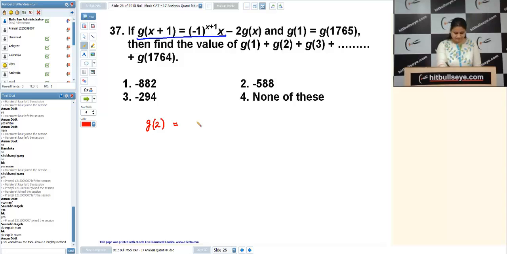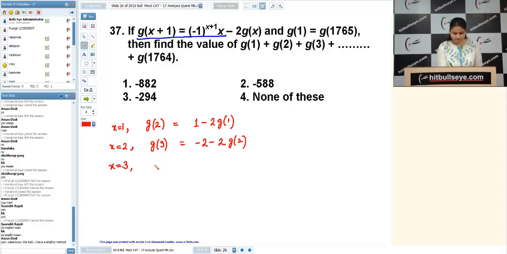So, I'll get G2. What is G2 here? G2 will be, in this case, 1 minus twice of G1, by taking x as 1 in the recurring relation. If I take x as 2, I'll get the value of G3. Now what is G3 here? It will be 2 minus twice of G2. Similarly, by writing the first 2 or 3 values, you will get the crux here. So it will be 3 minus twice of G3. I'm writing one more thing.